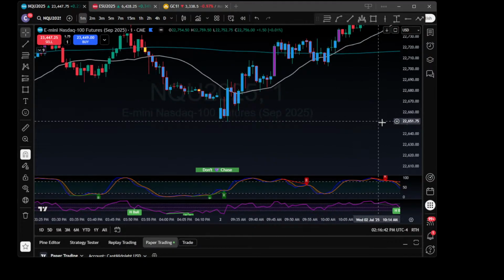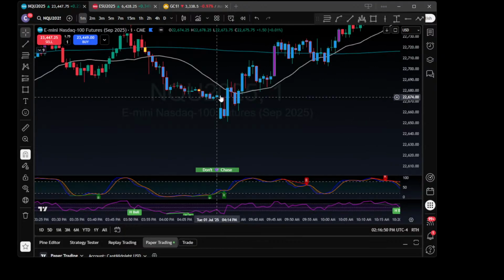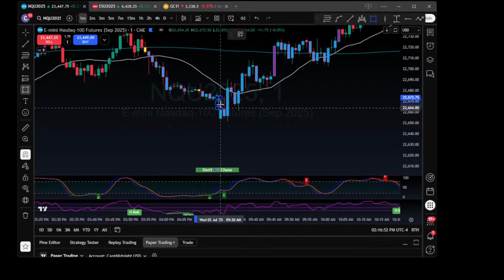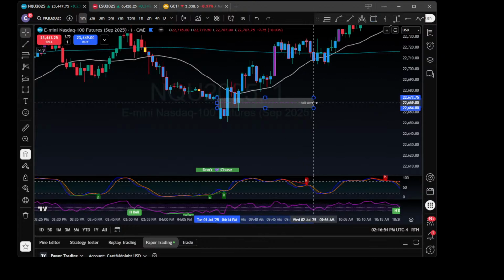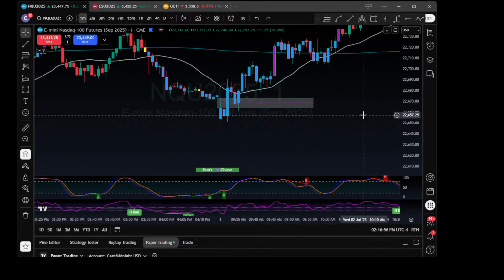I did skip to this one too. The second one is really, really tricky here. Put this gap here. It never really came back for it with a fair value gap.